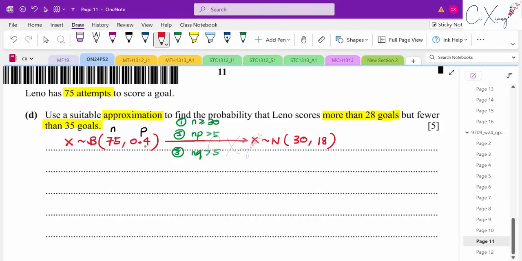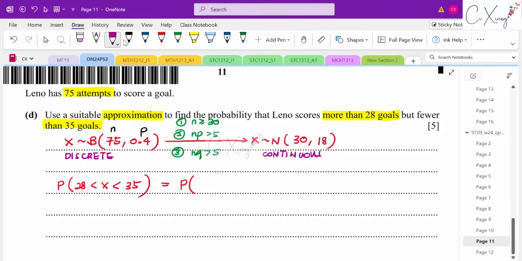Okay, so after you change the binomial to a normal distribution, find the probability. More than 28, so that means it shouldn't include 28. Fewer than 35, so not including 35, but fewer than it. Okay, so this is a binomial distribution. To change it to a normal distribution, you have to standardize and apply continuity correction. It is because this is a discrete random variable, and this is a continuous random variable. So from discrete to continuous, you have to do some adjustment on the value of x.